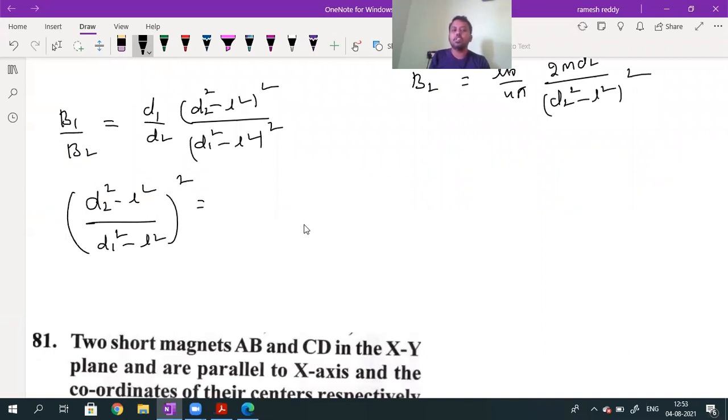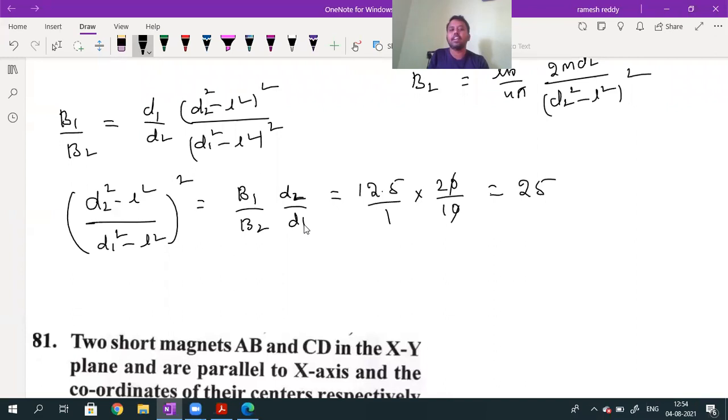will be equal to how much? B1 by B2 into D2 by D1. The D1 and D2 will come to this side, D2 by D1. What is the B1 by B2 value? The ratio given is 12.5 to 1, and D2 by D1 is 20 divided by 10 centimeters. The zeros cancel. 12.5 into 2 is 25.